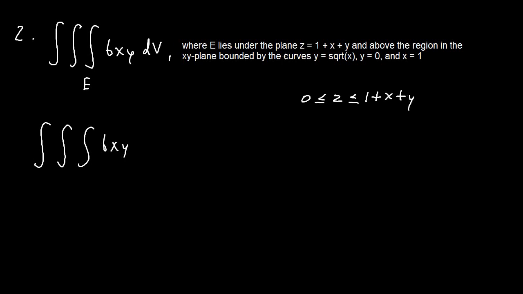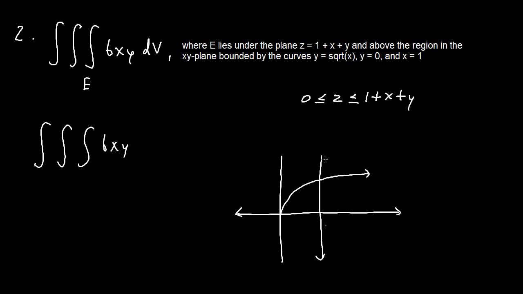Now in order to find the xy bounds, all we have to do is draw out this region here. So notice that it's bounded by the curves y equals the square root of x, looks something like this, y equals 0, the x-axis, and then we have x equals 1. So this is basically the region we're looking for here.